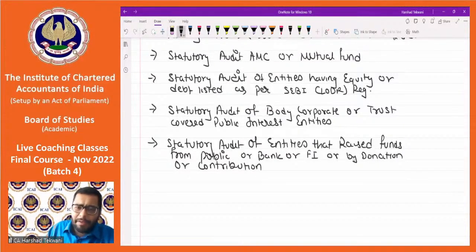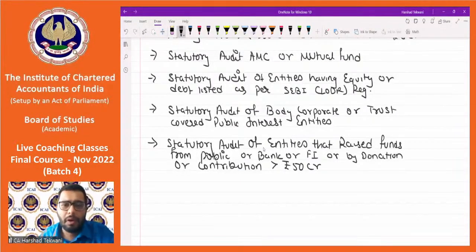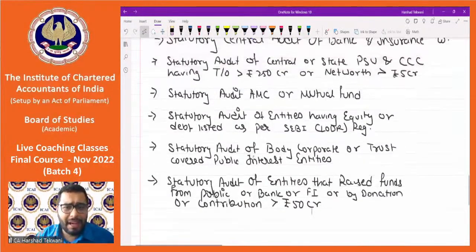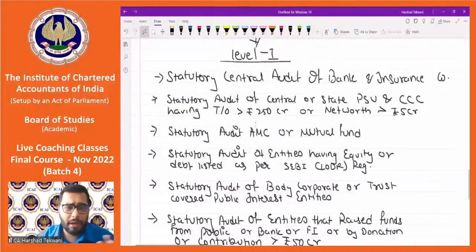But there is a limit prescribed, exceeding rupees 50 crore. Till last time, there were two different categories for the fund raised from the public, bank, or financial institution and by way of donation or contribution. Now that has been clubbed. So these conditions have been amended compared to last year. So these are, you can say, the amendments in the topic.